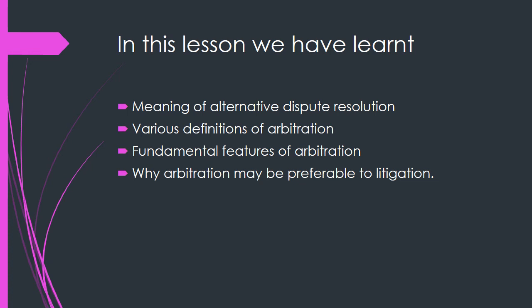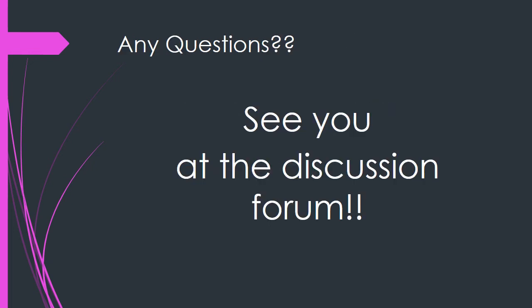Okay, now, so those are the fundamental features of arbitration. And then we also talked about some other characteristics that we distilled from the definitions given by the various authorities that we looked at. So we learned those, and then we talked about whether it is preferable to litigation in the first place and why it may be preferable or it may not.